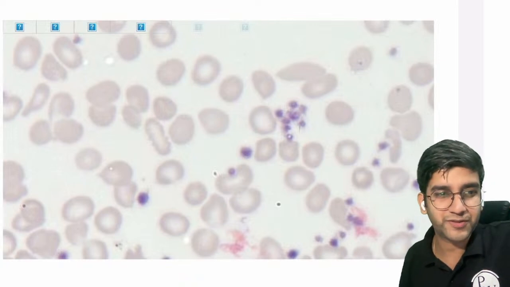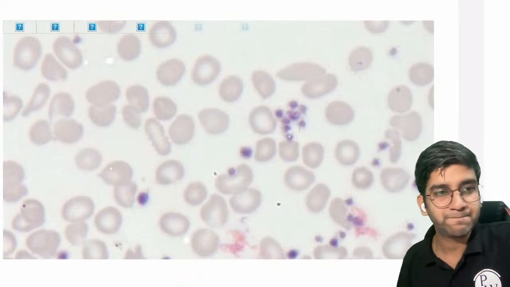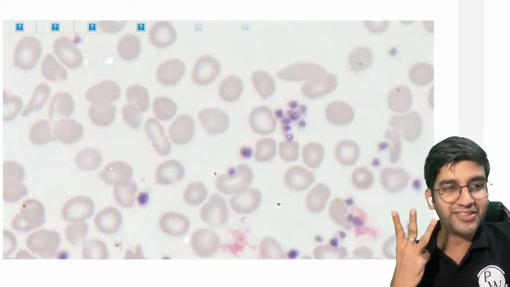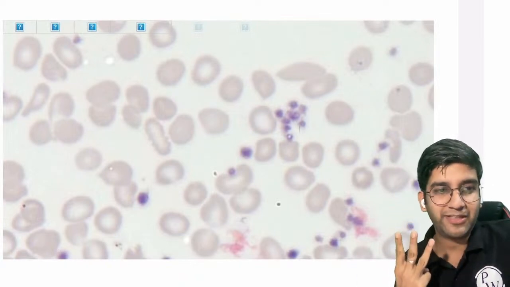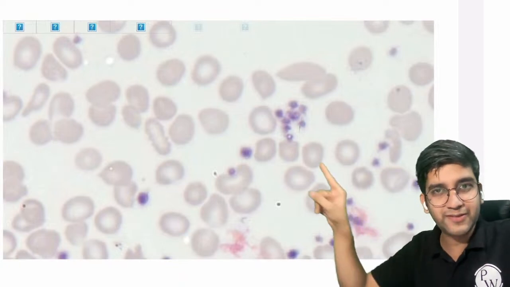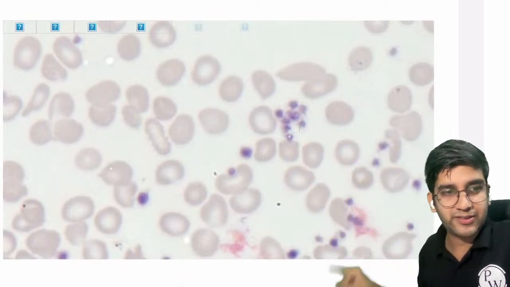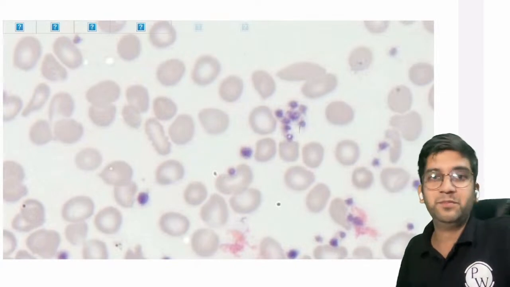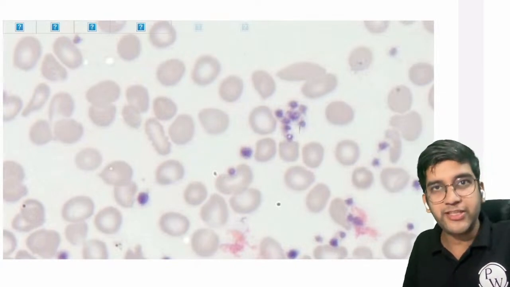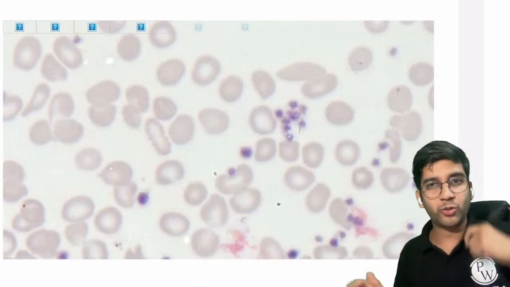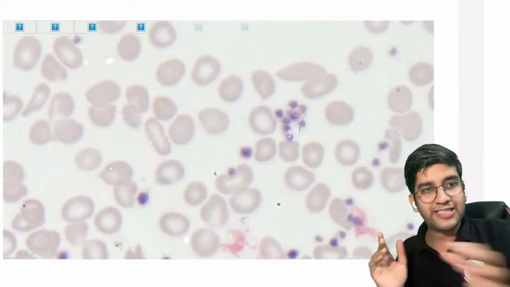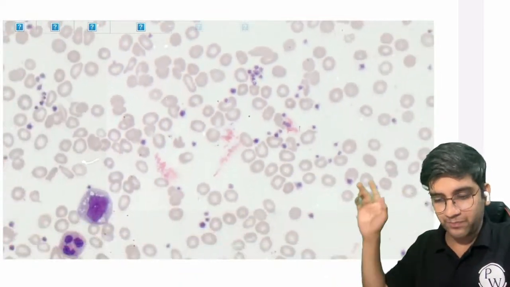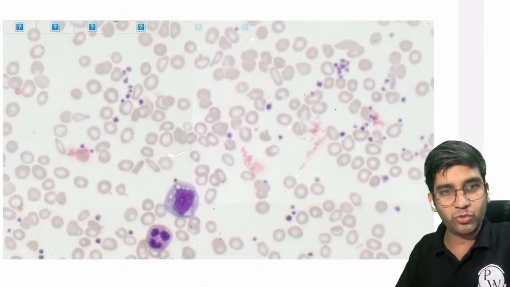Come on, you guys know this. There are only three groups of cells in blood: RBC, WBC, and what are these? Platelets. Perfect. Actually, if you read Robbins, it says that iron deficiency anemia has a reactive thrombocytosis. Can I say platelets in this patient are definitely more?